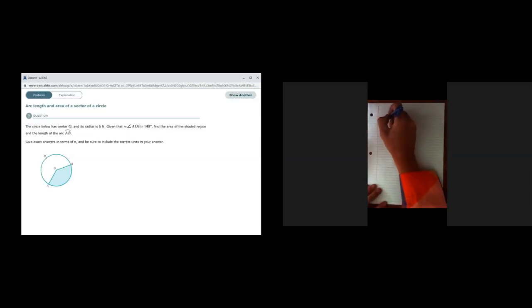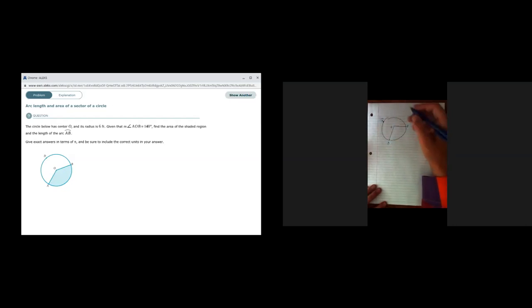All right, the circle below has a center at O. It's got this A over here, this B over here, and another point over here, D, and it says the radius is 6 feet. It says the measure of AOB is 104 degrees, so we know this guy is 104 degrees. So we know this guy is 360 minus 104, which is 256 degrees on the outside. Find the area of the shaded region.